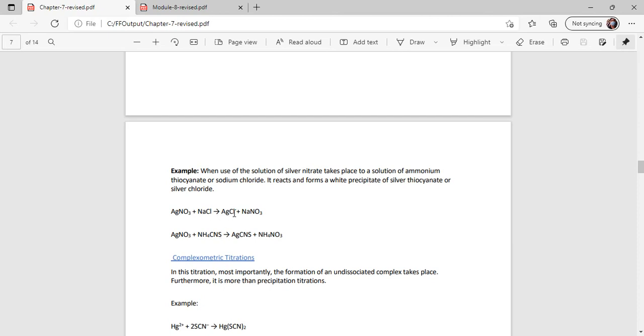silver chloride plus NaNO3, your sodium nitrate. Then in the other one, you have your silver thiocyanate plus your ammonium nitrate.